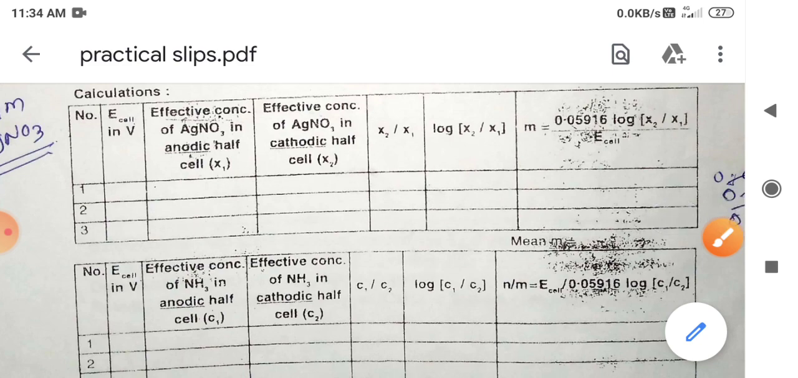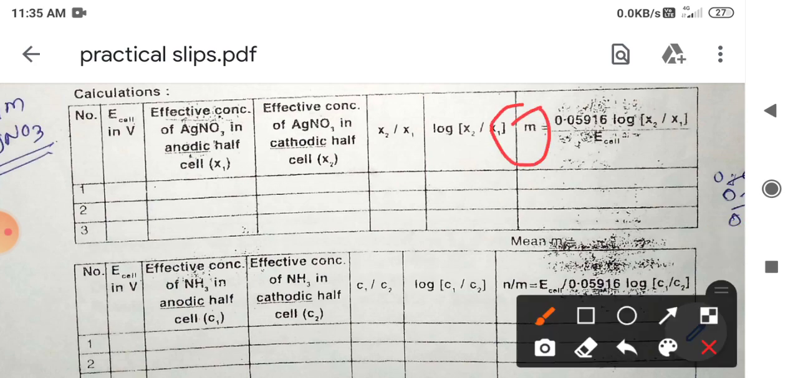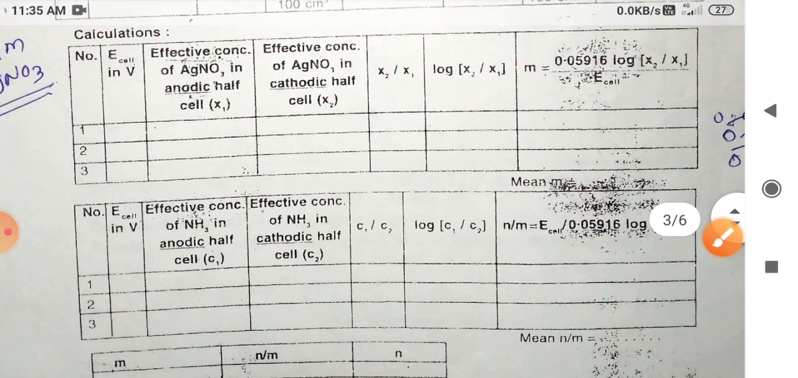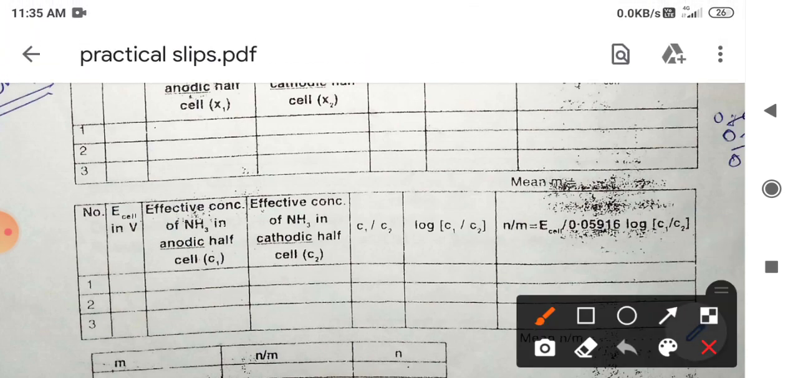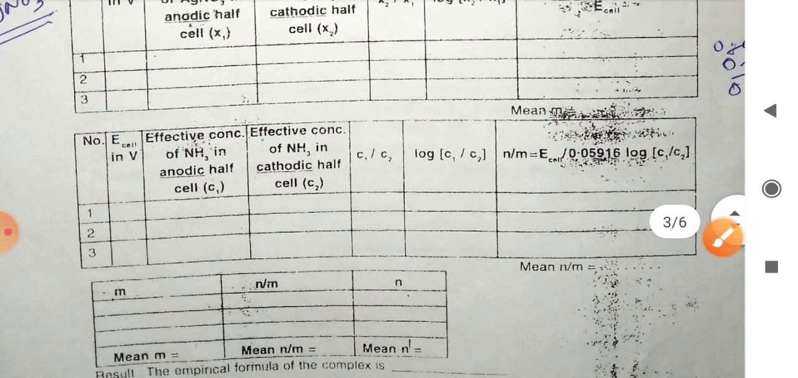That is the molecularity of the silver ions, m. How will you find that? By using the formula: m equals 0.05916 into log to the base 10 of x2 by x1, divided by the EMF of the cell. You will get three values of m. By simply taking the average of those three values, you will get the value of m. The expected value is 1.000. This is the ideal value we expect for m.